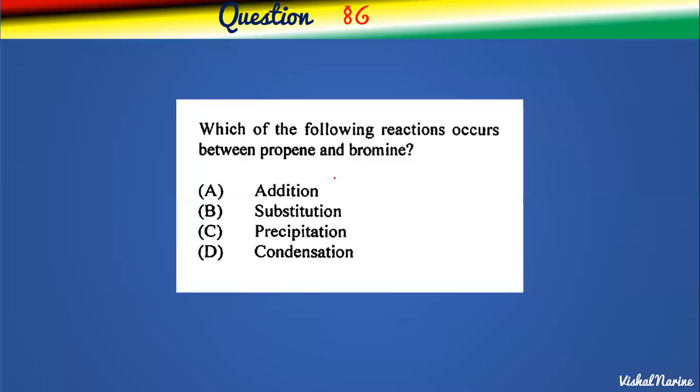Question 86. Which of the following reactions occurs between propene and bromine? So propene, that's an alkene. What type of reaction is going to happen between an alkene and bromine?